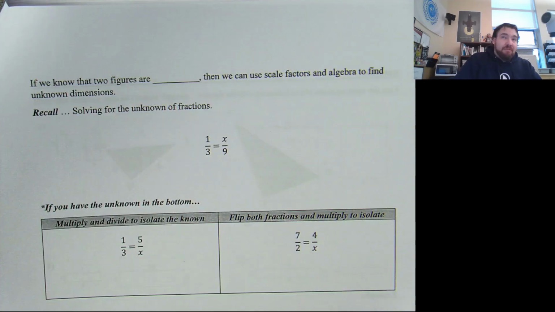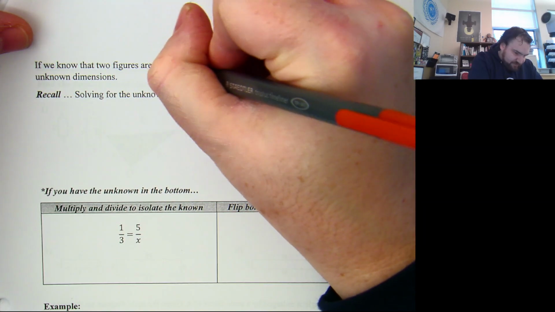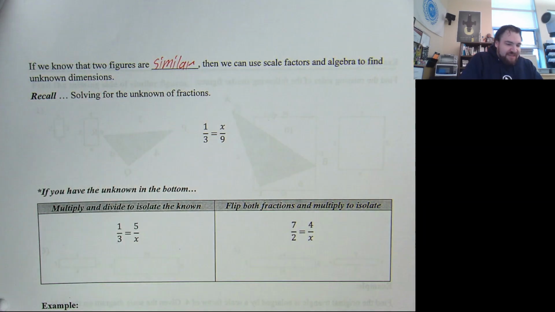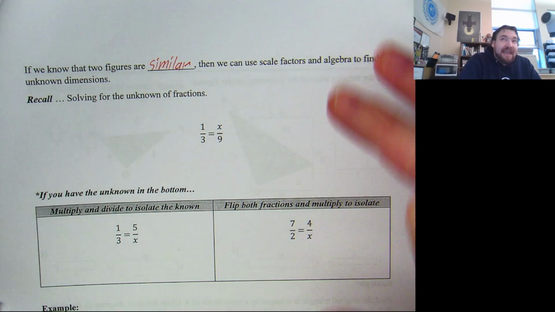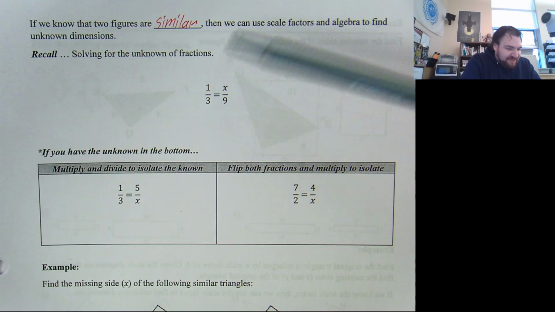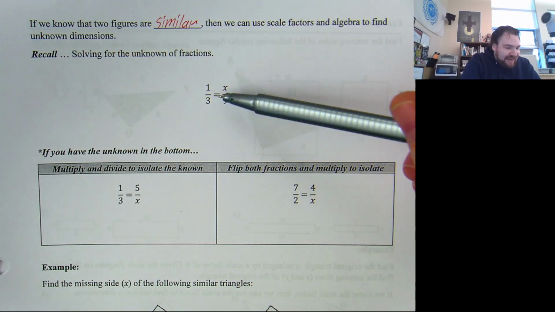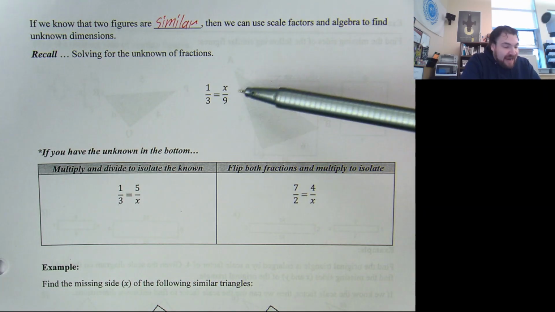If we know that two figures are similar, then we can use scale factors and some relatively simple algebra to find unknown dimensions. Recall, if I set something up like this and I said, okay, well, I know my scale factor is 1/3 and this is equal to something I don't know over 9, how do I find that unknown x?